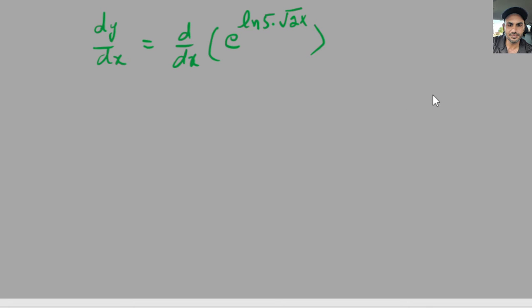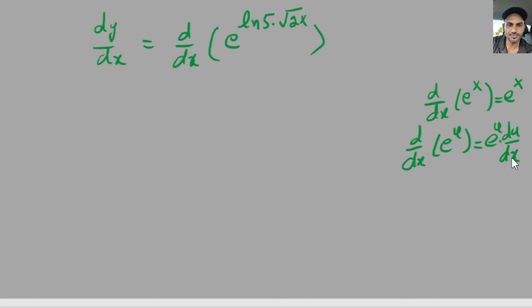So first, the derivative of e to the x equals e to the x. Similarly, the derivative of e to the u, where u is some function, is going to be e to the u times du over dx. So that is important to know. Okay, now let's go ahead and apply this chain rule here.